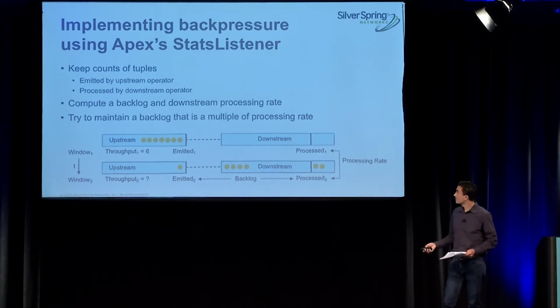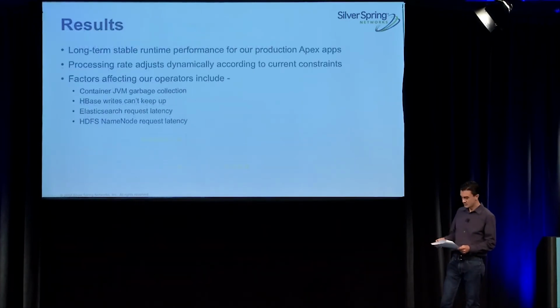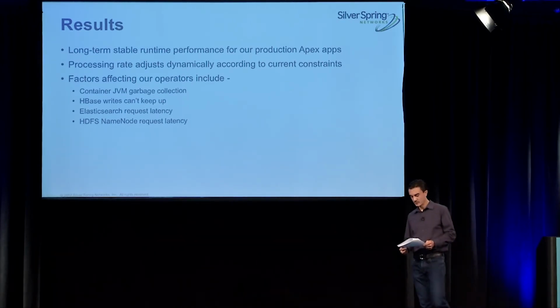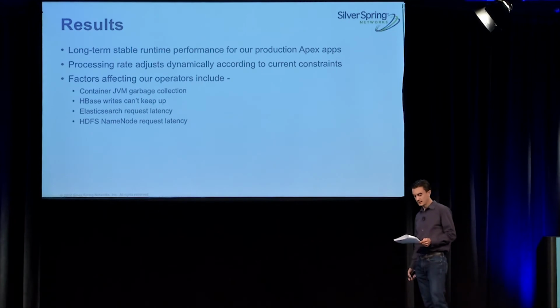So we generalized this backpressure approach and implemented it across all connected pairs of operators in all of our applications. And the result was that we no longer suffered from containers running out of memory and cycling endlessly. In fact, we obtained good long-term stable runtime performance. So the overall DAG processing rate adjusts automatically according to current constraints.